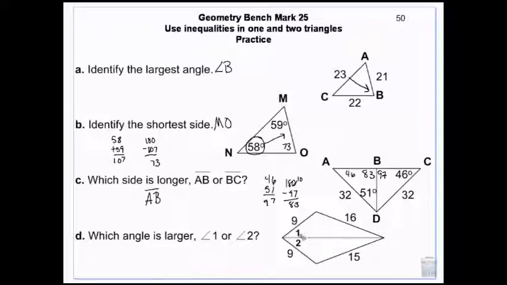Which angle is larger, angle 1 or angle 2? 15, 16. So 15 goes with 2, 16 goes with 1. So angle 1 is going to be larger. Slightly.